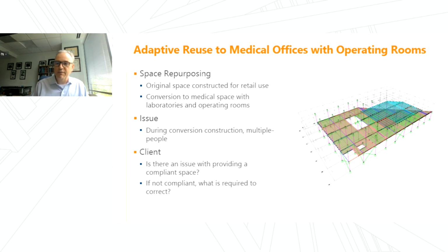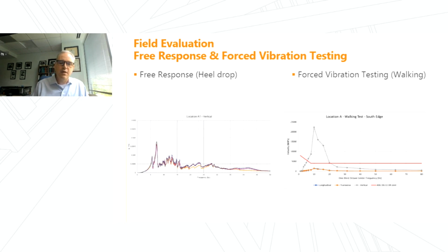And if there was an issue, we could assist them with vibration criteria for the sensitive equipment and how to address any concerns if it doesn't comply. So this is a common circumstance that can arise in adaptive reuse projects. We conducted the testing 2 ways, as Mohammed described. We performed a heel drop, which is the plot here on the left. We're able to get the frequencies and magnitudes out of the floor. And then we performed walking tests, which simulated real-world activity on the floor space.